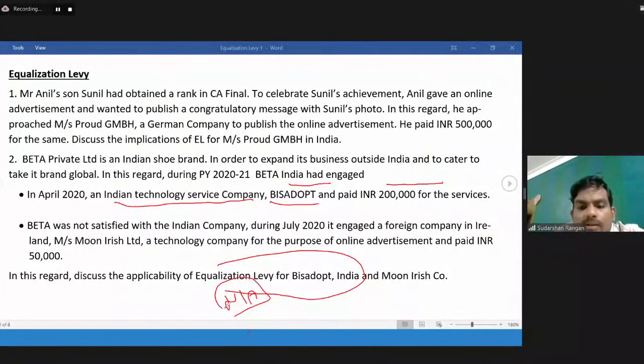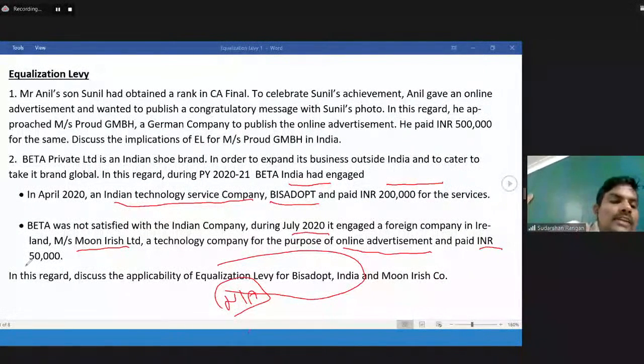The logic is again very simple. The money doesn't move out of India. It stays within India. So therefore, there is no profit shifting or base erosion that happens. Now let's look at the second part of the question. Beta was not satisfied with the Indian company. So therefore, in July 2020, it engaged a foreign company in Ireland, Messrs. Moon Irish Limited, a technology company for the purpose of online advertisement, and paid INR 50,000.